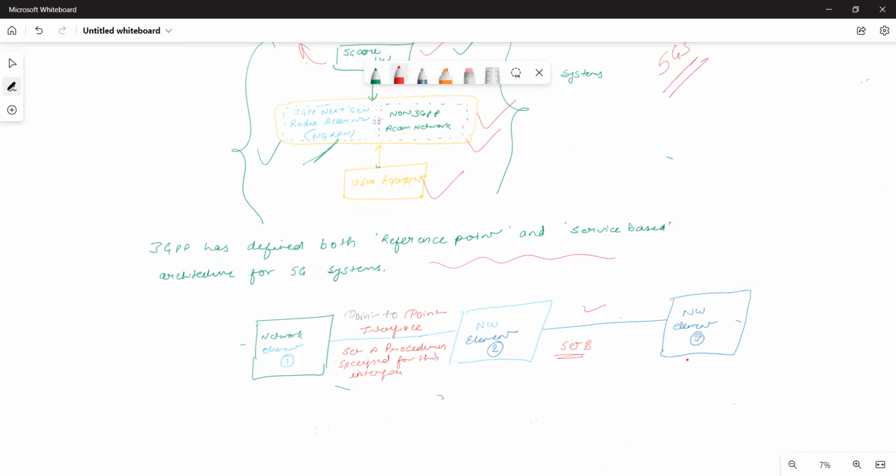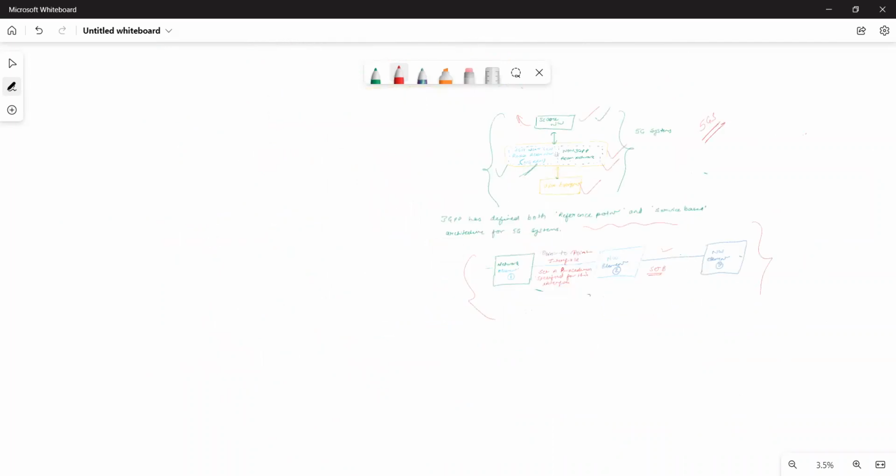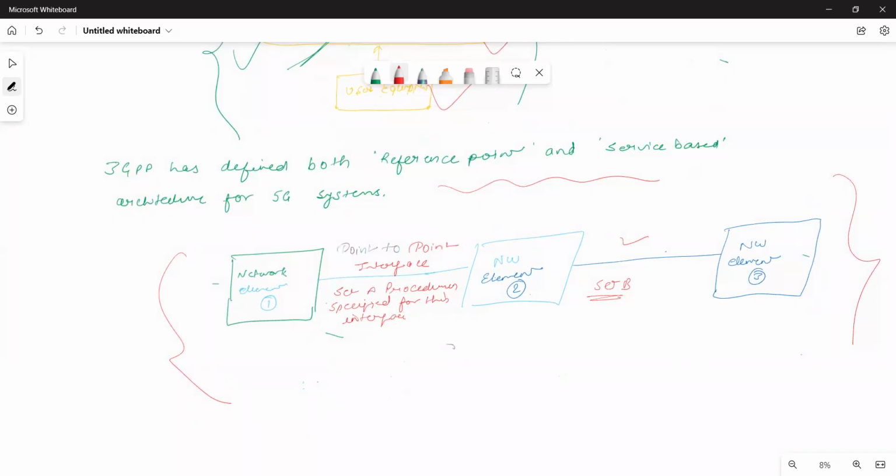So now we're gonna discuss in detail the reference point architecture. This is a diagram of the reference point architecture that you're seeing on the screen, right? A reference point architecture is basically based upon network elements. So you see network elements 1, 2, and 3 here, right? It's based upon a set of network elements which use point-to-point interfaces to connect these network elements. So this is your point-to-point interface, right?